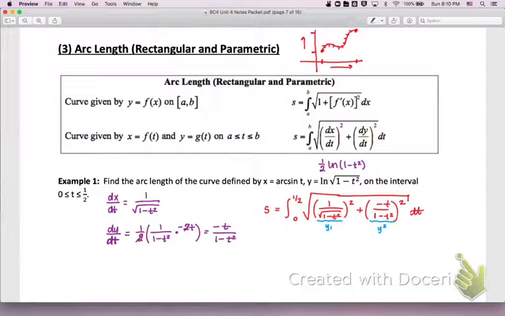Now, sometimes these integrals can take a second for the calculator to run, so just let it think, but the answer that I get is approximately 0.549. That is what you should get.